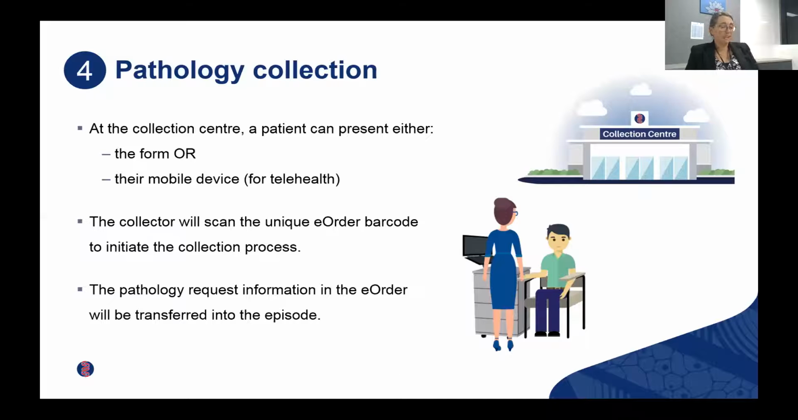Pathology requests collection. At the collection centre, a patient can present either the request form or their mobile device, which will have the telehealth e-order barcode on it. The collector will scan the unique e-order barcode to initiate the collection process. The pathology request information in the e-order will be transferred to the episode at that time.